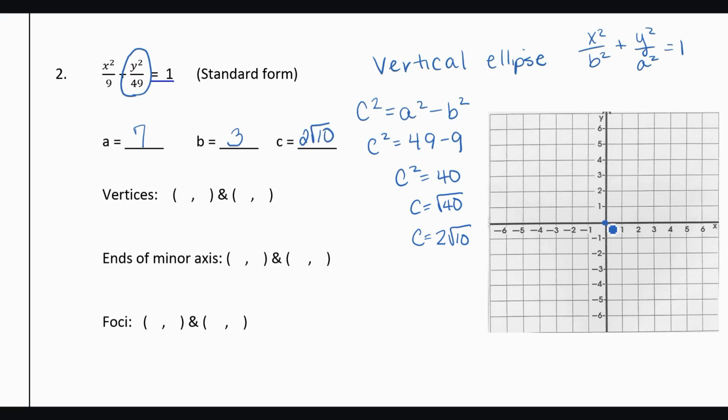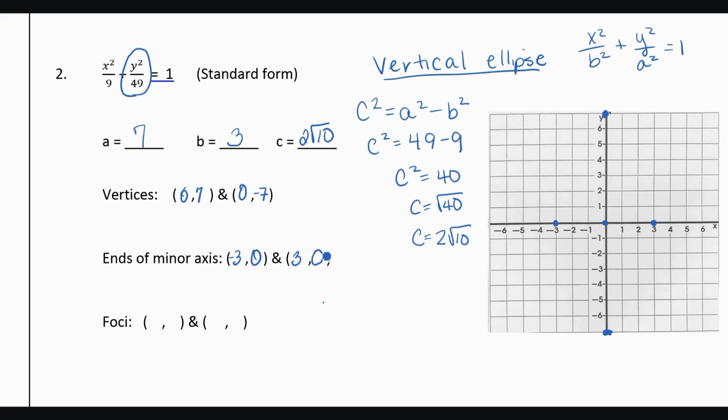Okay, now for our vertices, since this is a vertical ellipse, we're going to go up and down by 7. So up 7 and down 7 from the center. So that's the point 0, 7, and 0, -7. And now for the endpoints of our minor axis, we're going to use b. We always use b. So we're going to go left 3 and right 3. So that would be the points -3, 0, and 3, 0.